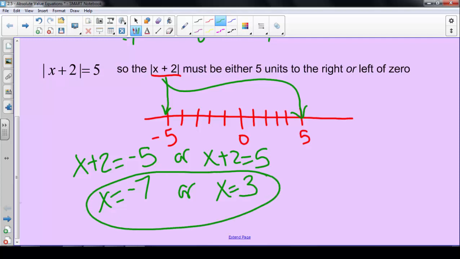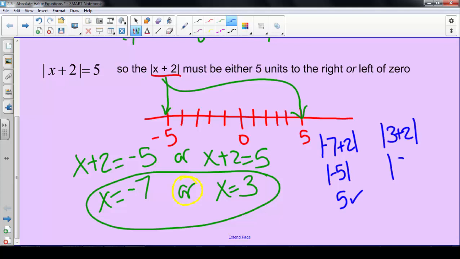One thing I want to point out, make sure you use the word or. X can't be two values at the same time, but what this is saying is that if we plugged in negative 7, here I'll even do it. If we plugged in negative 7, we'd have the absolute value of negative 5, which is 5. And if we plugged in 3, we'd have the absolute value of 5, which is 5. So notice both of them work, so that's why we need both answers.